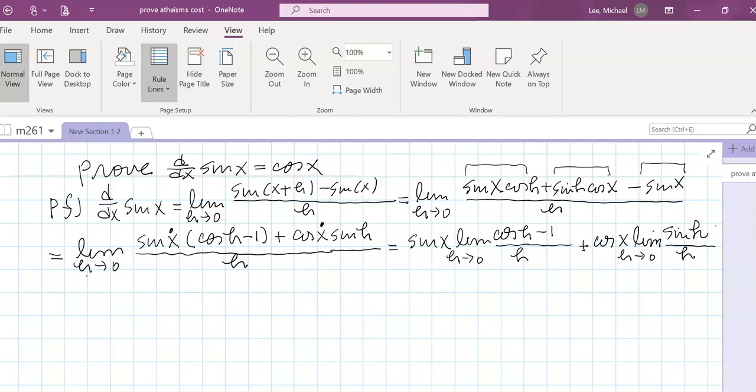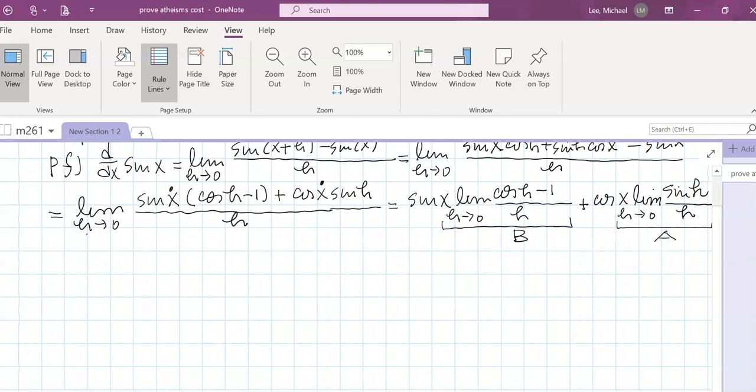Okay, so I'm going to evaluate this limit and this limit separately. If I call these a and b, I'm going to evaluate a first. So consider the limit as h approaches 0 of sine h over h.